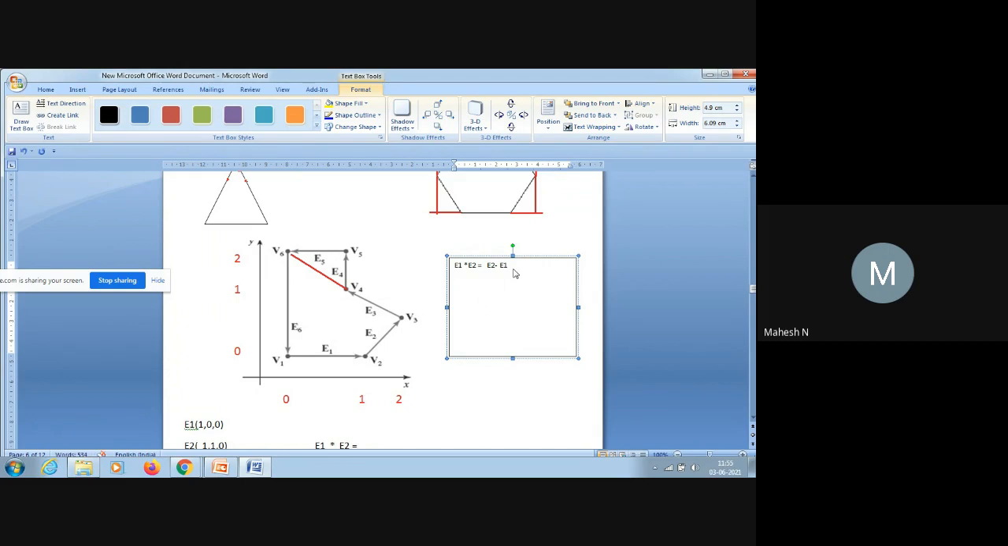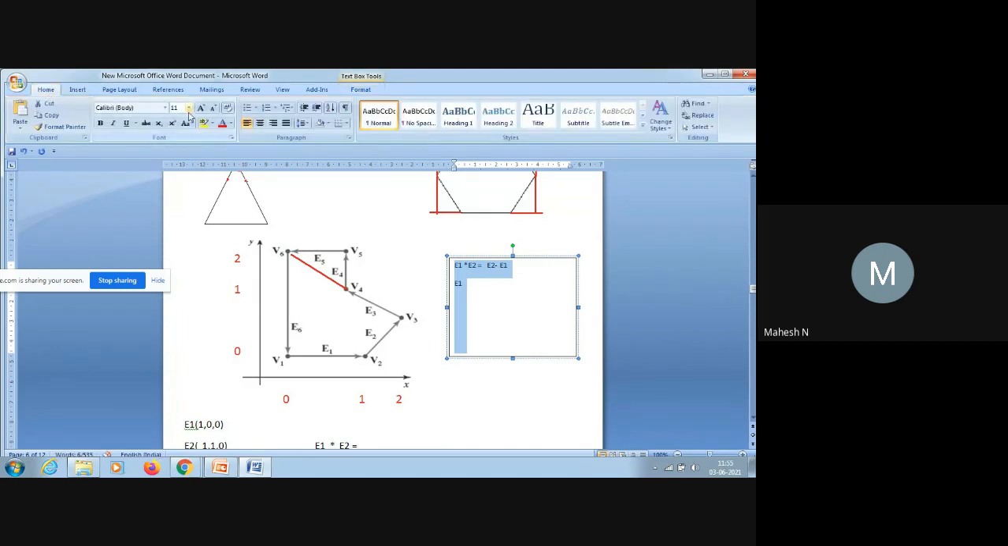So first I will let you know what is E1. I'll increase the font. See, the cross product of E1 and E2 is nothing but E2 minus E1. So now what is this E1, and what is this E2, is my next question. So now what is my E1?